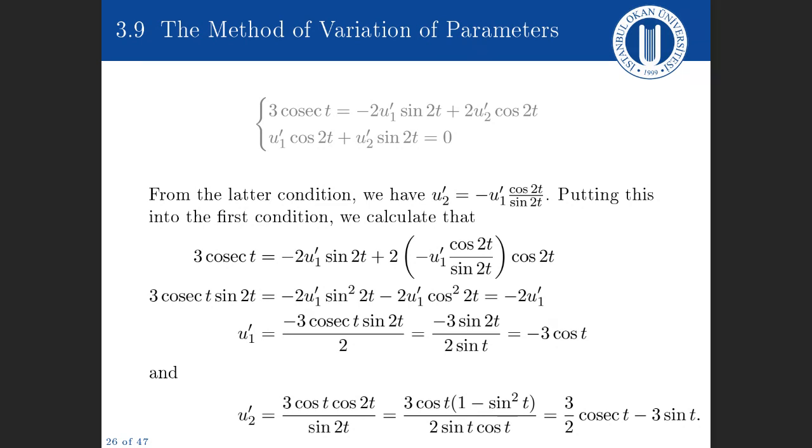Simplify this and then rearrange. We find that u1 prime is minus 3 cosec t sin 2t over 2. And that simplifies further, because cosec means 1 divided by sine, to minus 3 cos t. Check it. And then after we know u1 prime, we can find u2 prime.